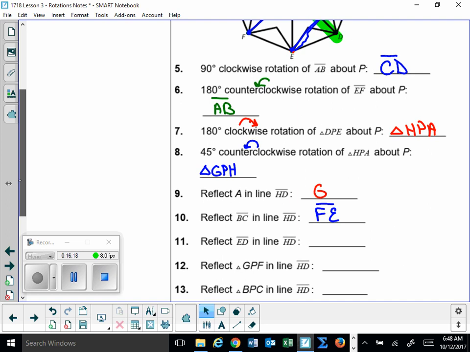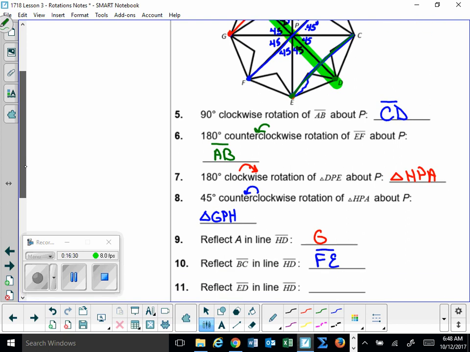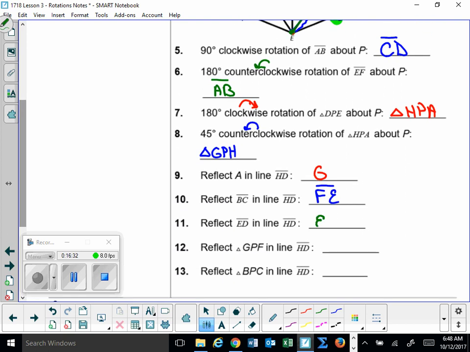ED. All right, E. Where's E? E's right here. Perpendicular will be C. D is on the line of reflection, so D is not going to move at all. This is going to become CD.